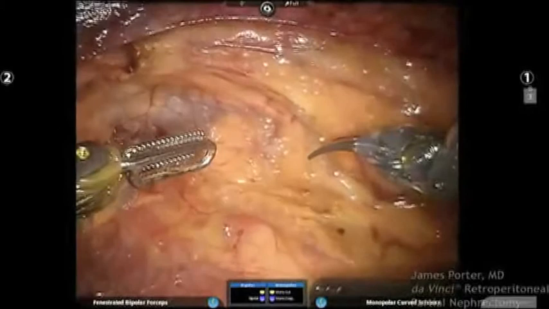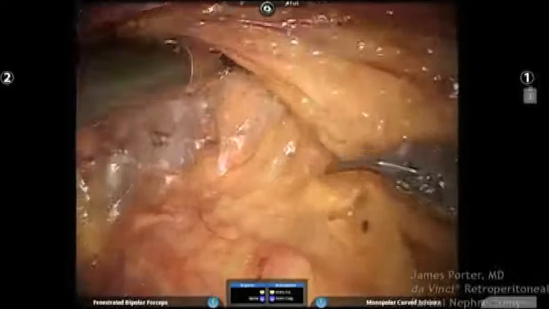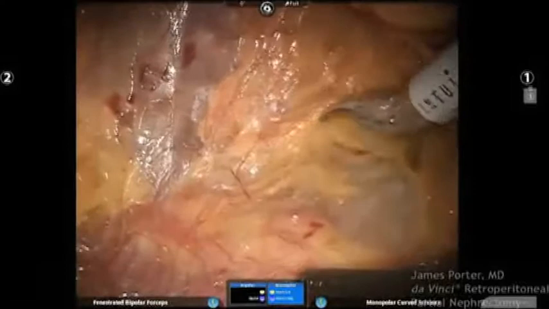Eric, it's a great question. I have a fenestrated bipolar in my left hand, and this gives me bipolar capability. I have monopolar scissors in the right, and there's just not enough room for a fourth arm retroperitoneally. I like the fourth arm trans, and I like to use it a lot for trans, but there's just not enough space to do this retroperitoneally.